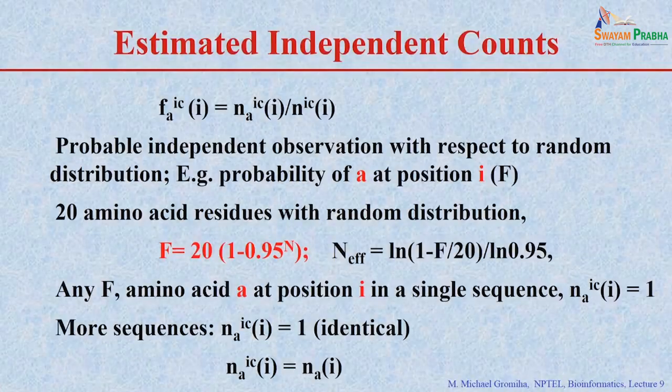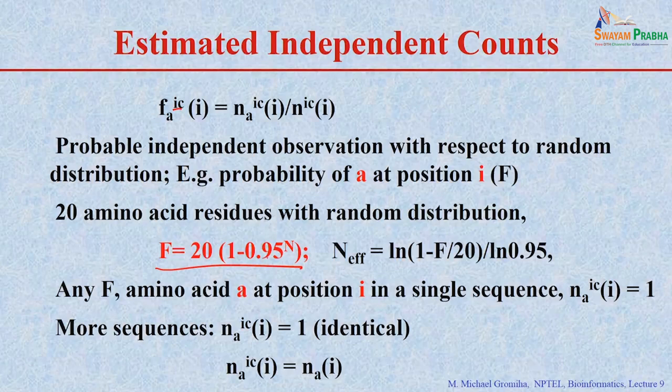Then the third one, we can also use this frequency based on independent counts. How far can you get these counts in a random distribution? Independent counts, they put IC, the same frequency of occurrence of any residue A at position number I, which is given as the number of residues of A at position number I, normalized by the total number of residues at any position. So, if all the 20 residues are in a random distribution, then you can assume that F equals 20 into 1 minus 0.95 to the power n. If n equals 1, what is the value?